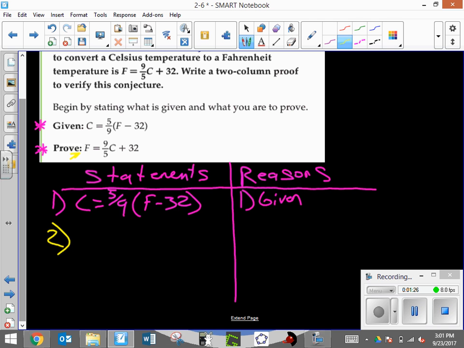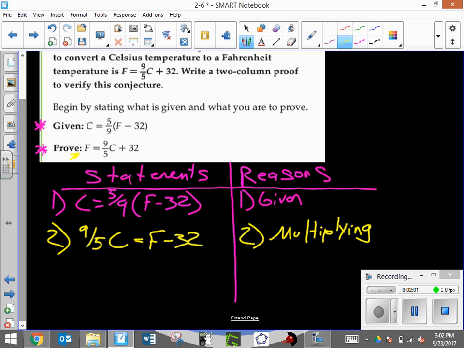So I'm going to say, let's multiply by 9/5, or we can say that we are dividing by 5/9. Which means that you could have a couple different reasons. I'm going to say that I'm multiplying by 9/5. So 9/5 C then, I have to do it to both sides, equals just F minus 32. And for my reason over here, step 2, I'm saying I'm multiplying. There's my reason for that.